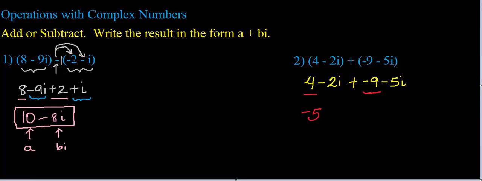And now I take the imaginary parts. -2i minus 5i, that gives you -7i. Your result should be in the form a plus bi, which means the real part in the front, the imaginary part behind, and this is your final answer.